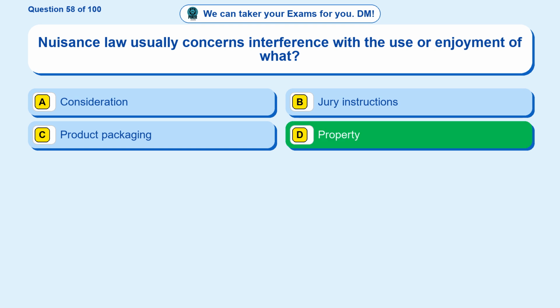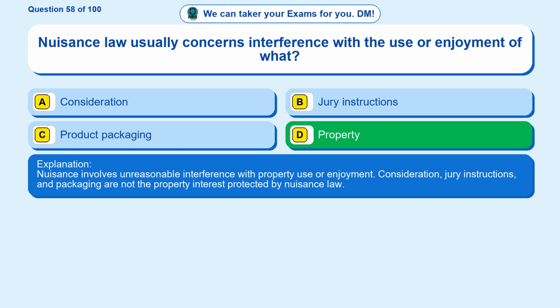The correct answer is option D, property. Nuisance involves unreasonable interference with property use or enjoyment. Consideration, jury instructions, and packaging are not the property interest protected by nuisance law.